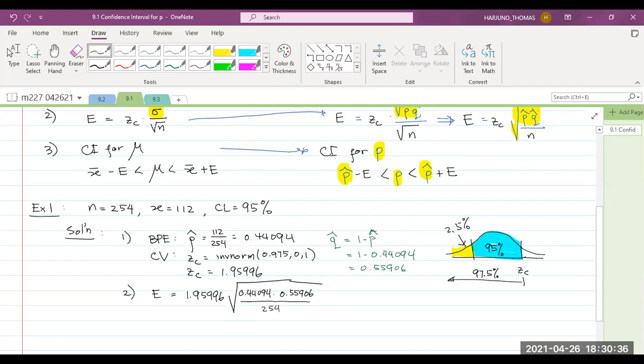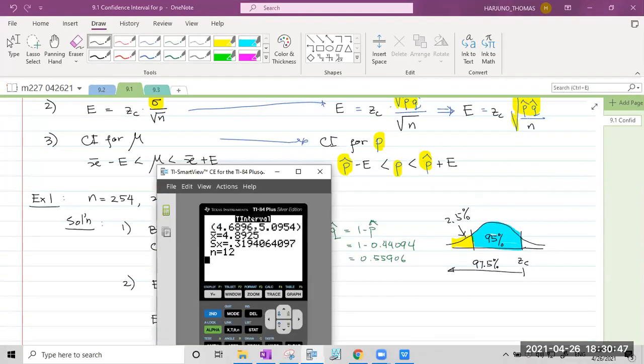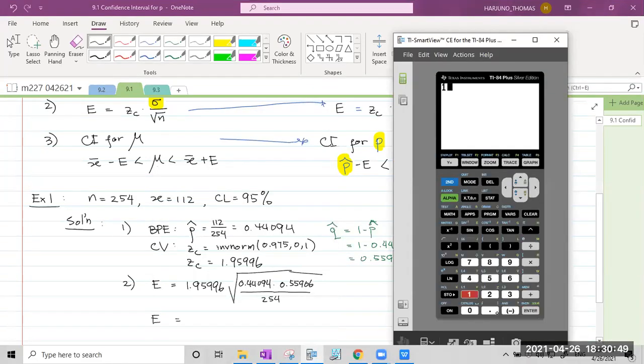Now this 254 is still under the square root. So if I use my calculator, let me show you how to punch it into your calculator. 1.95996 times the square root of 0.44094 times 0.55906. This is still under the square root though. Divided by 254, still under the square root.